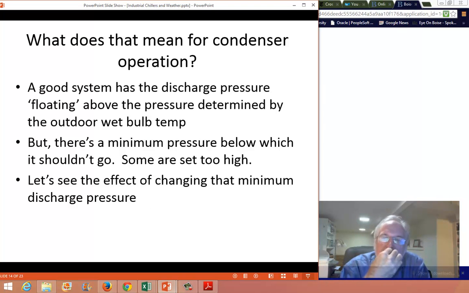So what does that mean for condenser operation? Well, we talked about the fact that if it's behaving well, it floats above that. So the lower the wet bulb temperature, the lower the condensing pressure will be. And that's a good rule of thumb, except for the minimum.